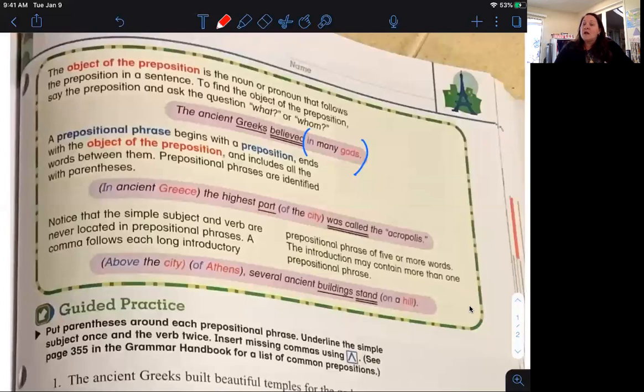So we have: The ancient Greeks believed in many gods. Okay. Our subject is Greeks and our verb is believed. Our prepositional phrase is in many gods, and we have in, and we ask ourselves who or what is in its gods. Okay, let's keep going on.